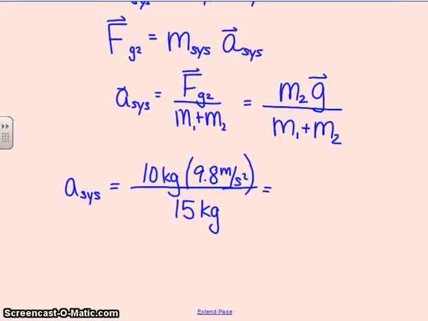Okay. I can plug those numbers into my calculator, and I get 6.53 meters per second squared. That's the magnitude of the acceleration for our two blocks. M1 accelerates to the right, M2 accelerates downward. If I had not ignored the vector symbols, this would just end up being a negative number, and I'd have to look at my scenario to understand what the direction really is.